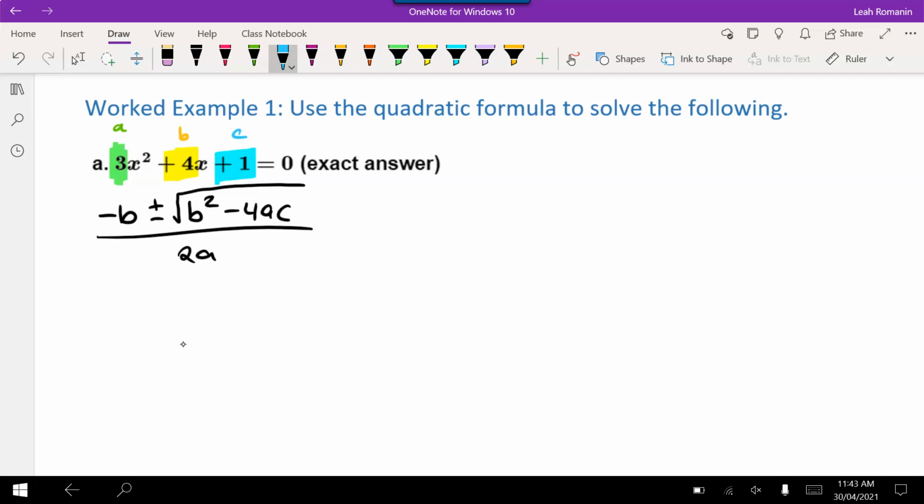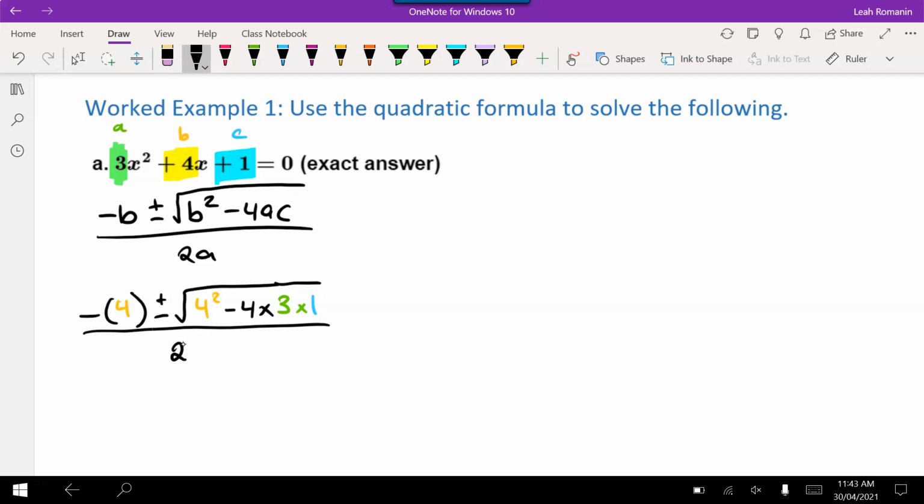Okay, so let's substitute. My negative b, so negative 4, because 4 is b, plus or minus the square root of 4 squared, because it's b again, minus 4 times a, which is 3, times c, which is 1. And then on the bottom of the fraction, I have 2 times a, which is 3 again.